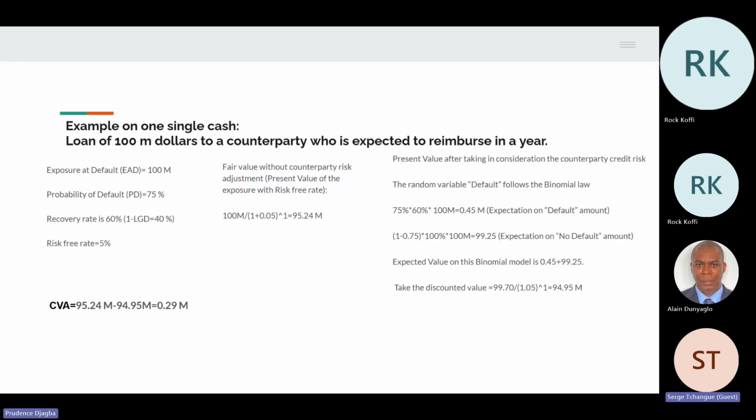Yeah, go on. Okay, so the recovery rate here is 60%. That means the loss given default is 100 minus 60%, which is 40%. That means I will lose 40% of the amount that I gave.